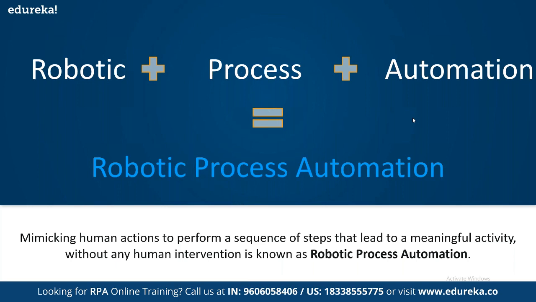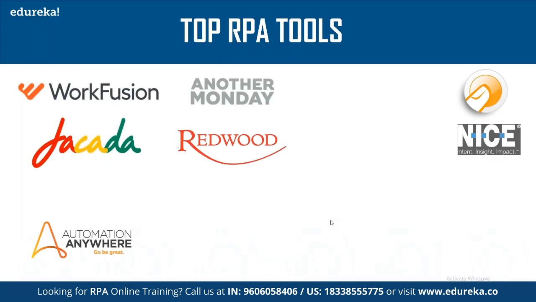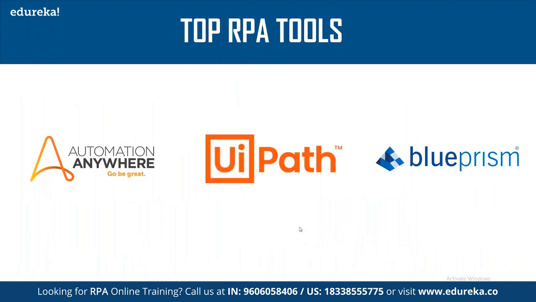There are multiple tools available in the market, like UiPath, WorkFusion, Redwood, Automation Anywhere, AntWorks, BluePrism, and Kofax. But the main market is captured only by three main tools: Automation Anywhere, UiPath, and BluePrism, where UiPath has been the leader in the RPA market. So there are multiple advantages of UiPath and all the other tools as well that we are going to focus on.